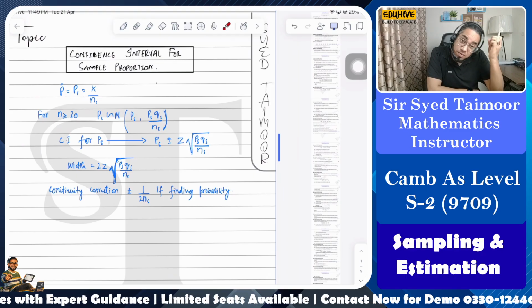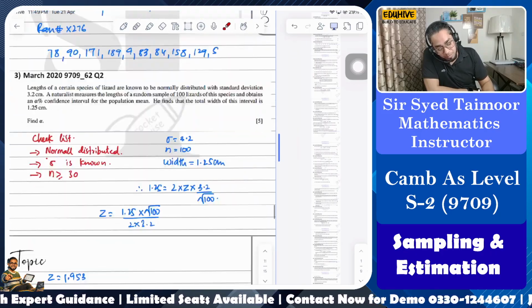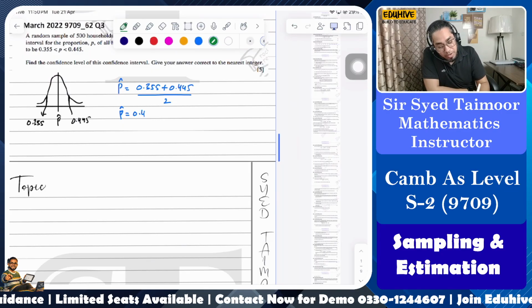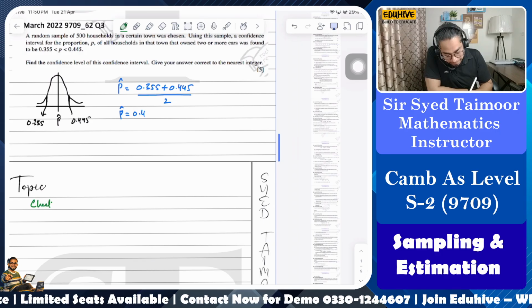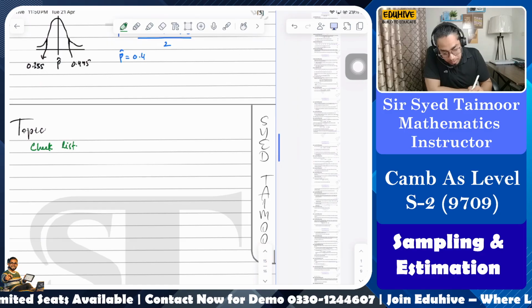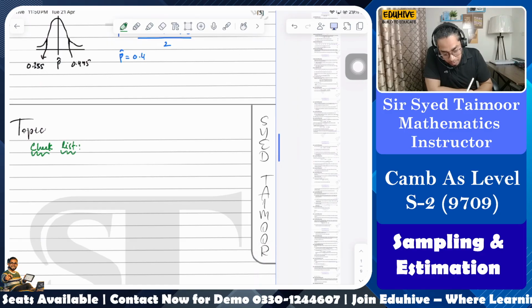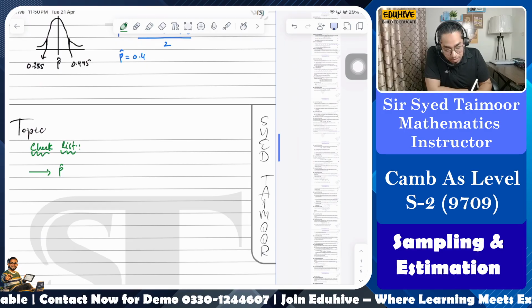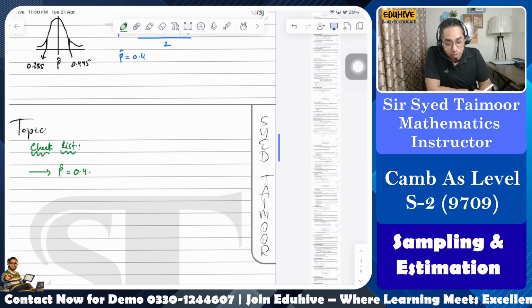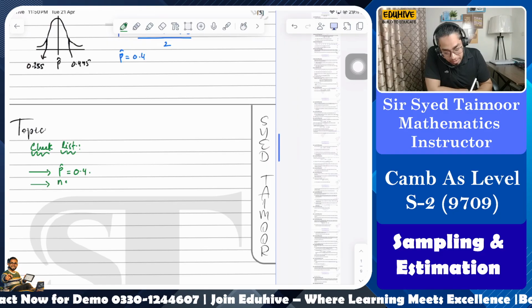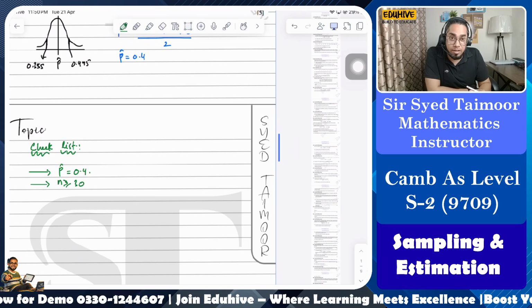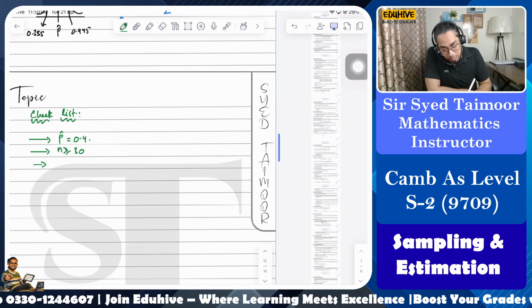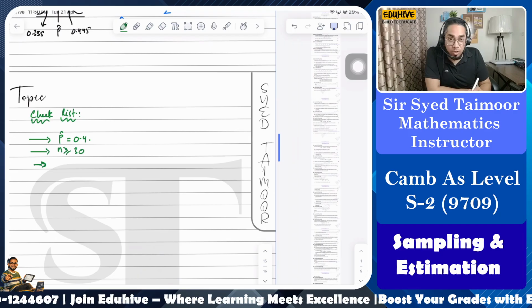Should I start now? Okay. So now, for your recall, I am just writing the checklist. The checklist is: proportion estimate we have, that is 0.4, okay? And the second thing, n is greater than or equal to 30, okay? When we are dealing with the proportion, we know that proportion will always follow the normal distribution, okay?